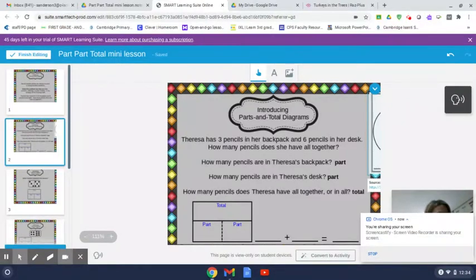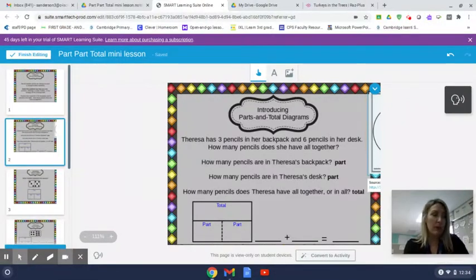Hey, first graders. So today we're going to talk in math about a new way to solve story problems. You remember using the change to more and change to less, where we found the starting number, how did it change, and what's the final number.